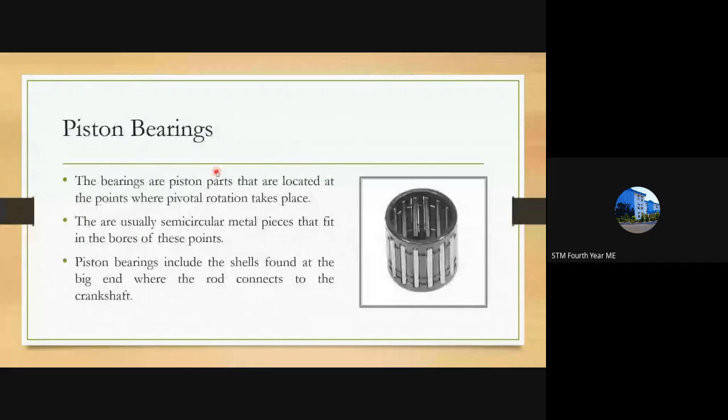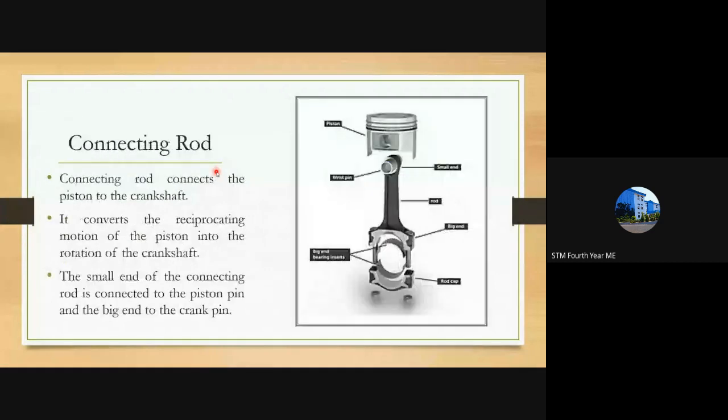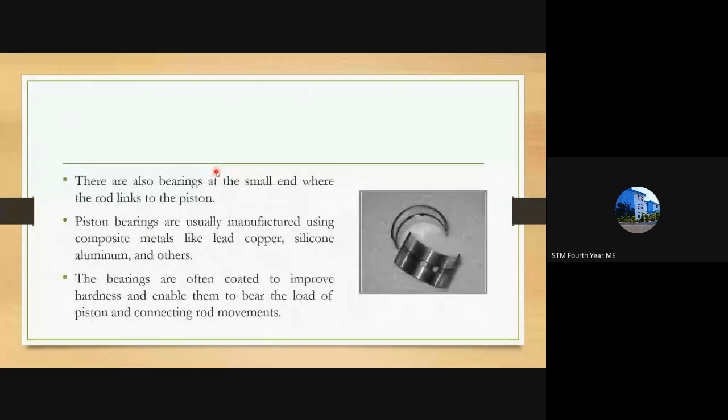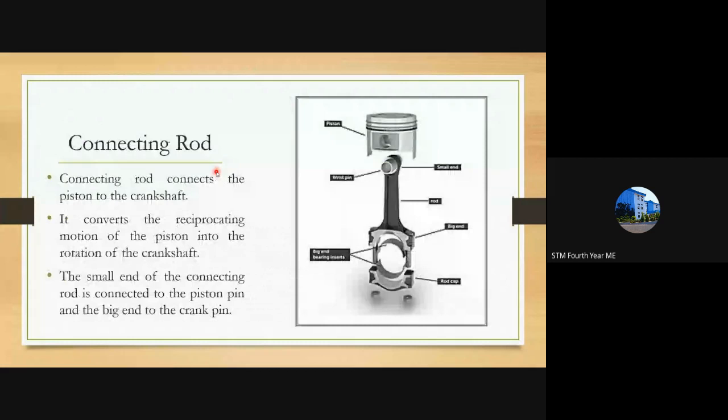Next, we have discussed piston bearings. Next we are moving on to another component. After the piston comes the component inside the engine block, that is the connecting rod. So this is the shape of a connecting rod.